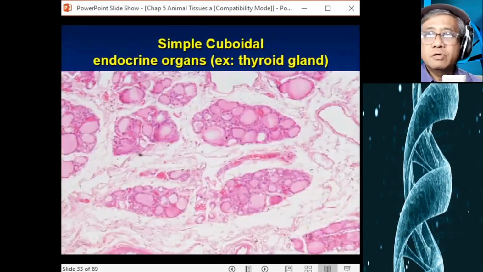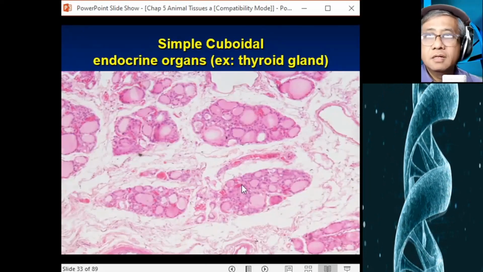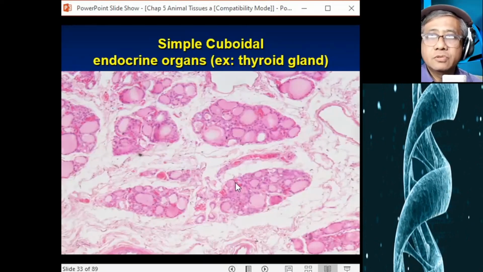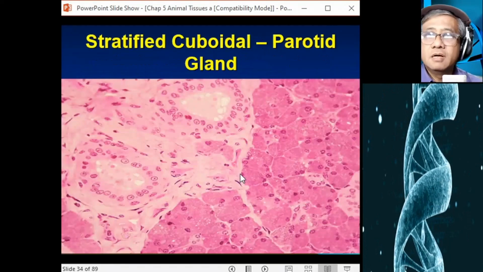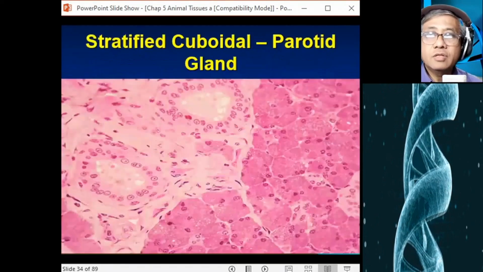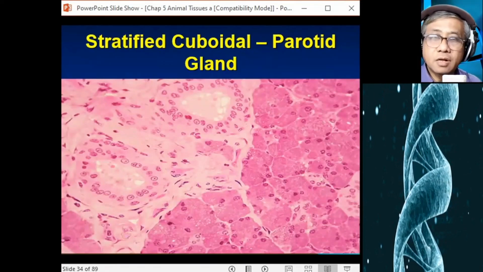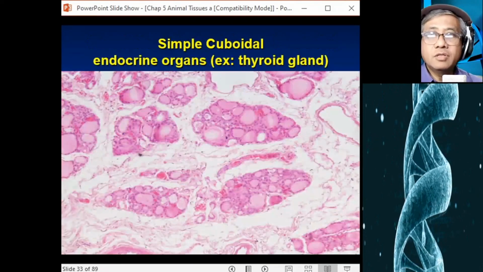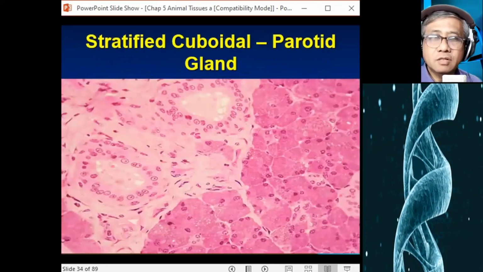Okay, and simple cuboidal like the endocrine organs like the thyroid gland. Ang thyroid gland may mga tubules, so simple cuboidal siya. We have also stratified cuboidal made up of several layers of cube-like cells like the parotid gland, the one in the picture. So we have simple cuboidal like the thyroid gland, and stratified cuboidal like the parotid gland.